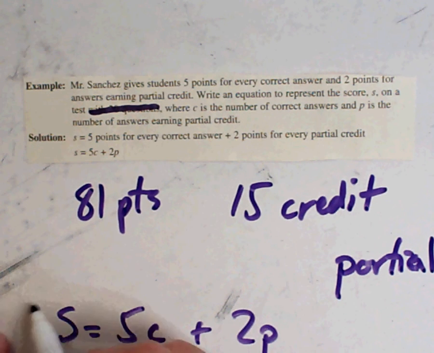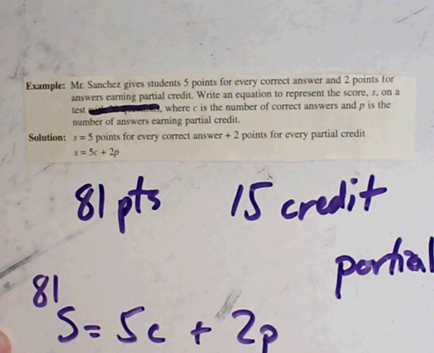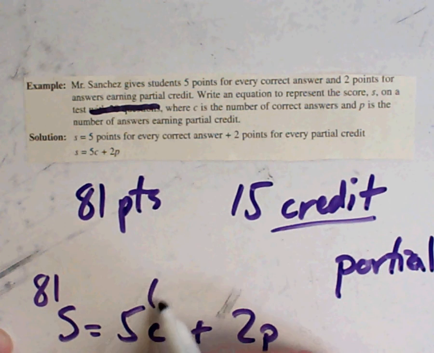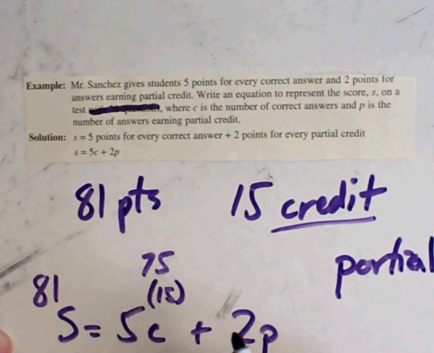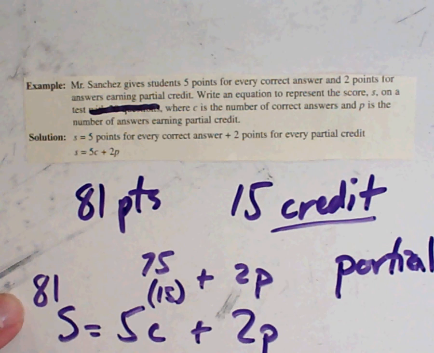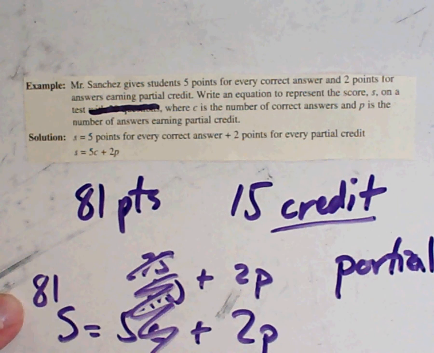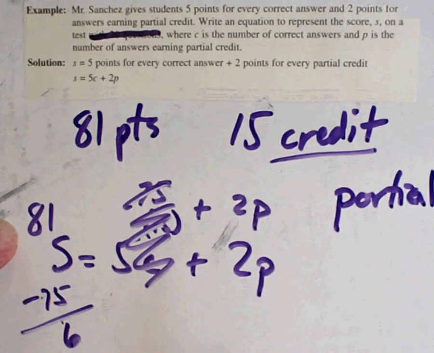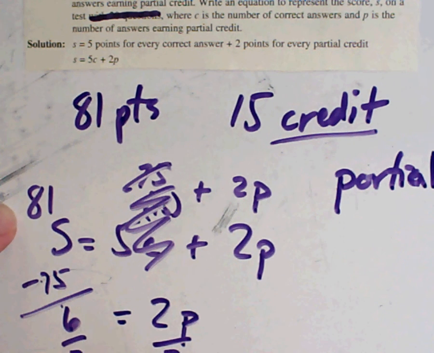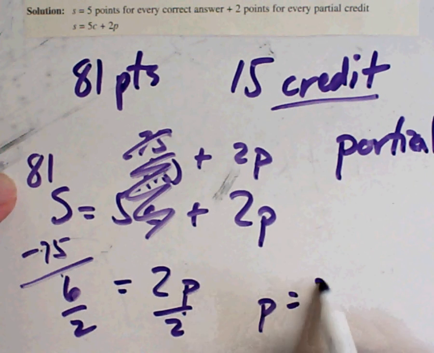So if their score was an 81, it goes there. They got 15 credits right, so 15 times 5 is 75 grand total, plus whatever 2P is. To do the math, you can take 75 and move it over to this side, and 81 minus 75 is 6. Move that up a little bit so you can see my math. So it's 6 points equals 2 times however many partial questions they got. Divide by 2. The answer is we got 3 partial questions.